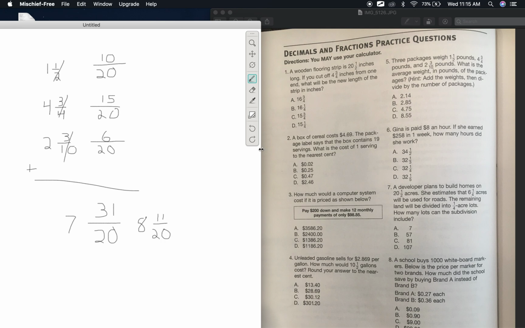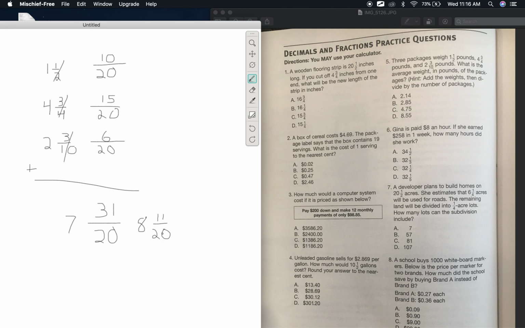Okay, and let's go back to see what the question was. So, 3 packages weigh 1.5 pounds, blah, blah, blah. So we added these. What is the average weight in pounds of the packages? Hint, add the weight, then divide by the number of packages. Okay, so as you can see here, the answers are decimals. So we need to change this into decimals as well.